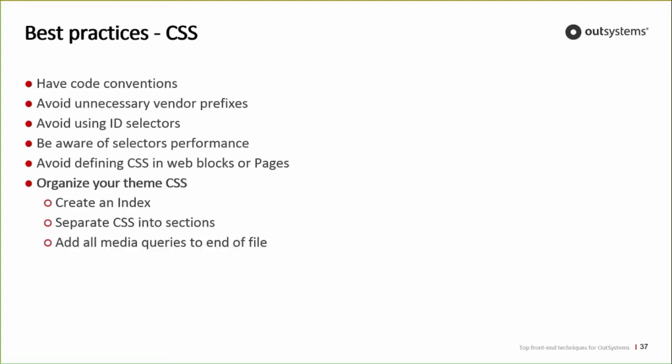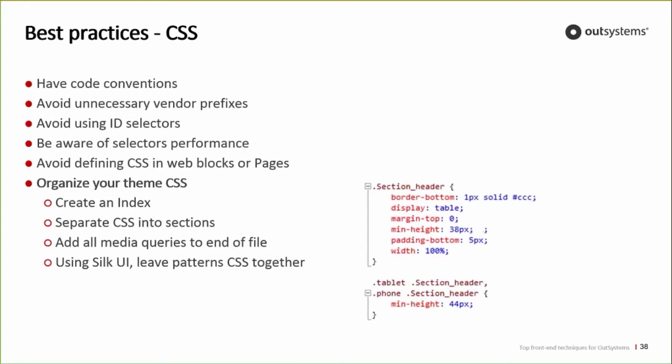If you are using media queries, a typical rule of thumb is to add them at the end of the file because you want them to override the previous rules for the responsive behavior. But if you are using SilkUI, it's even better in this aspect because you can leave the responsive behavior right next to the pattern. So you have the definition of your specific pattern, and this is a real example, and right next to it, you have the responsive behavior of it. This enables the pattern to be easier to maintain because all the CSS that applies to the pattern is together in the specific area.